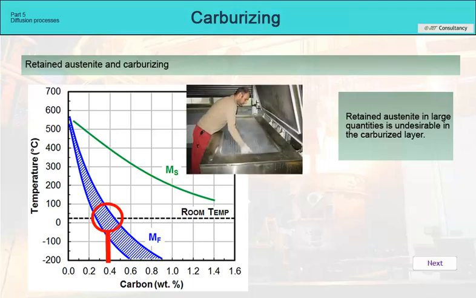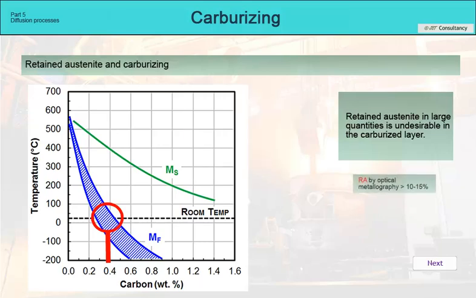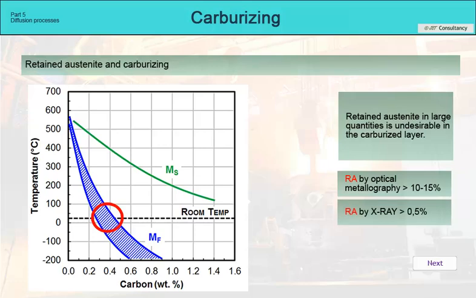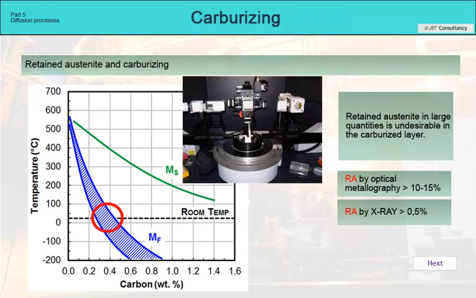The problem is already the detection of the amount of residual austenite. It is detectable by optical metallography at a content greater than 10 to 15%. Below this limit, it is necessary to use the X-ray diffraction method. Its weakness is that the X-ray beam has a penetration depth of only 10 microns.